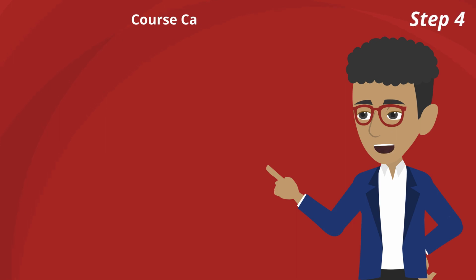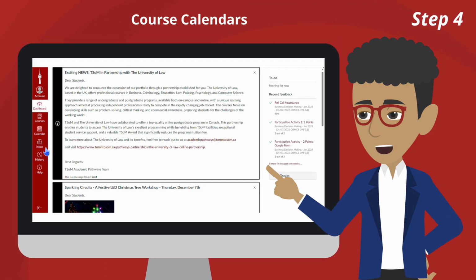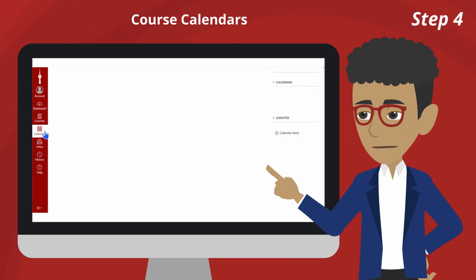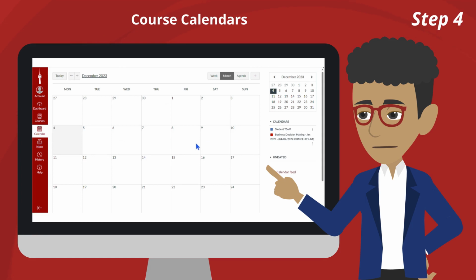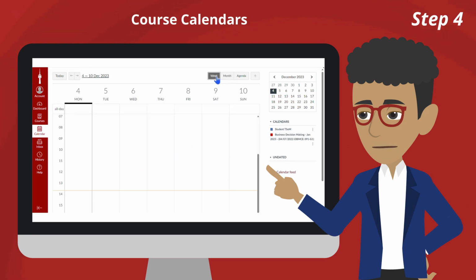Step 4. Course calendars. Click on the Calendar button in the left navigation bar. You'll discover that you have a color-coded calendar for each active course. Each course's assignments, discussions, and quizzes are automatically displayed on their due dates. You can even customize the calendar colors for easier differentiation.